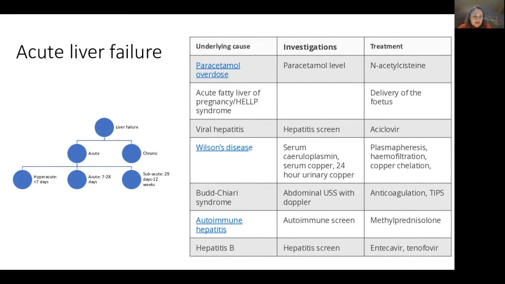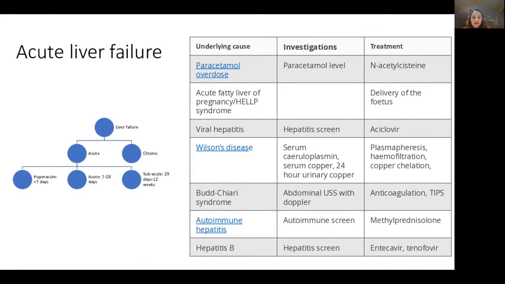Budd-Chiari syndrome is when there's a clot in the portal vein, which can be diagnosed with an abdominal ultrasound and with a Doppler, which shows the blood flow. And you can give anticoagulation to treat that, and you can do a TIPS procedure as well. Autoimmune hepatitis, you can do an autoimmune screen where you look for the antibodies associated with autoimmune hepatitis, usually treated with steroids. And finally, hepatitis B is a type of viral hepatitis, so similarly, there are antivirals to treat that.